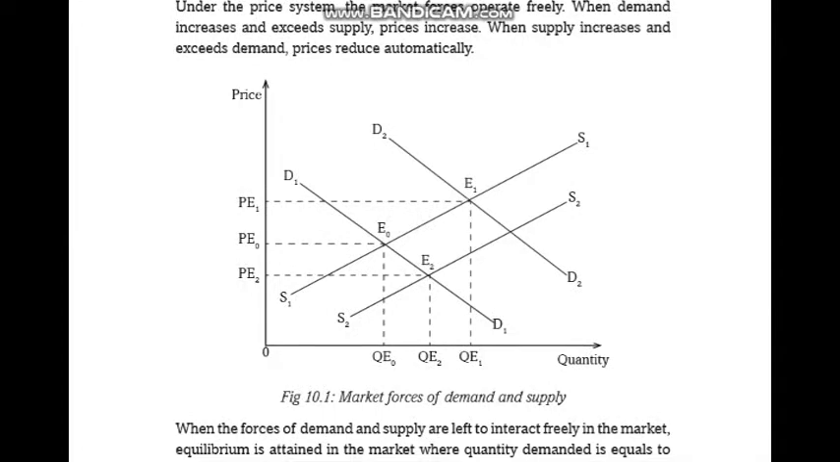When demand increases and exceeds supply, prices increase. When supply increases and exceeds demand, price decreases automatically. That's how this graph indicates how price increases or reduces.